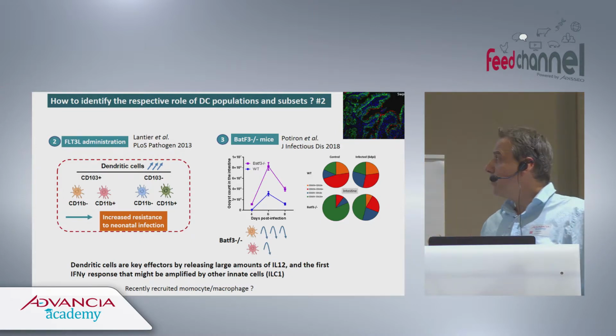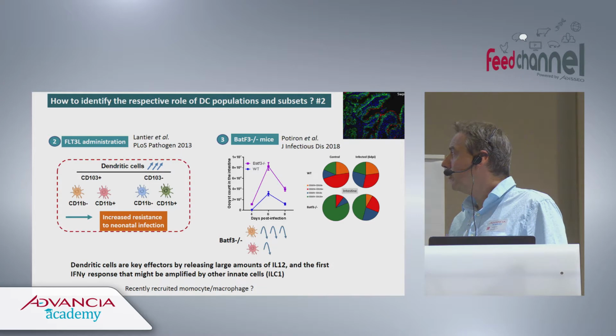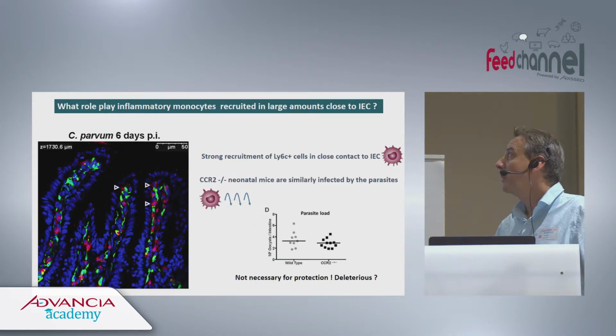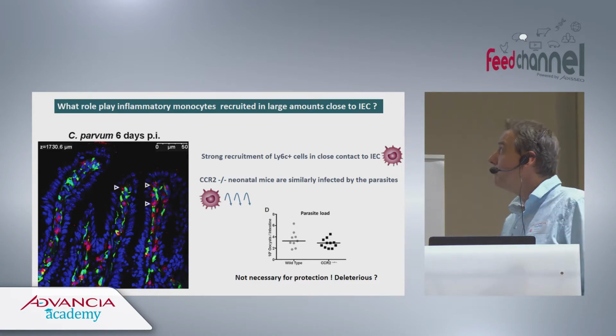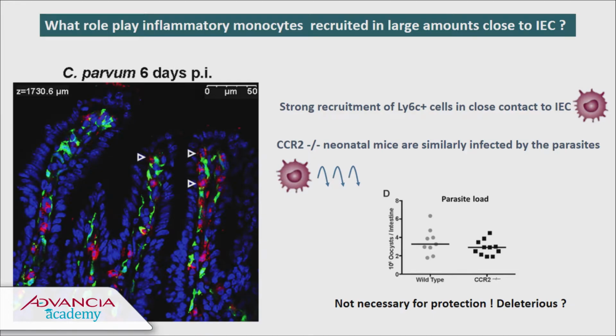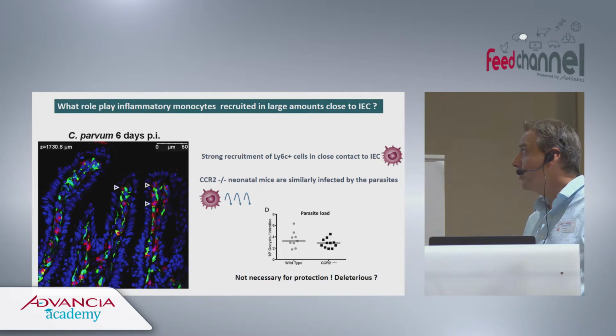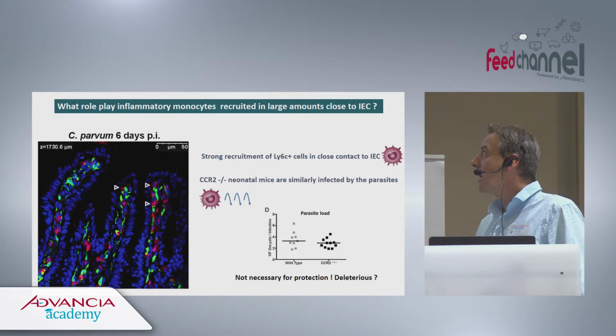But at the same time, we found that there are also a lot of inflammatory monocytes recruited at the site of the infection. To study their function, we used another model that is deficient for CCR2, a chemokine receptor. In these mice, the monocytes cannot get out of the bone marrow, and they cannot be recruited into the lamina propria. So that was a good model to study that function.